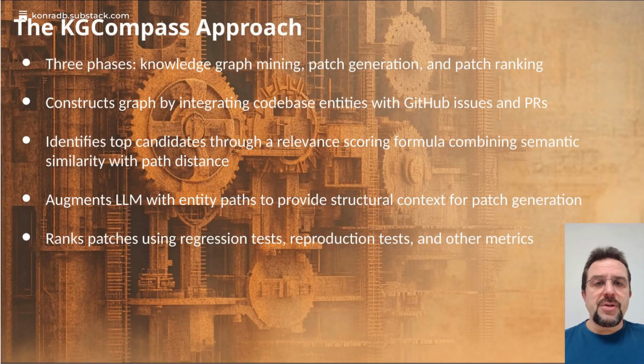KG Compass works in 3 phases. First, it builds a knowledge graph connecting code structure, files, classes, functions, with repository artifacts, issues, pull requests. Next, it identifies candidate bug locations using a formula that balances semantic similarity with graph distance. The system generates patches by providing the LLM with entity paths showing relationships between issues and code. Finally, it ranks patches using tests and other criteria. This structured approach helps overcome the limitations of text-only analysis.